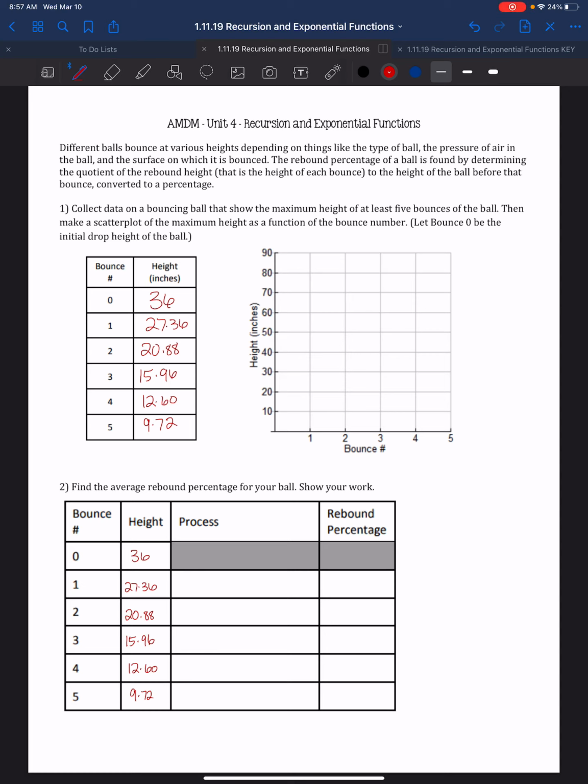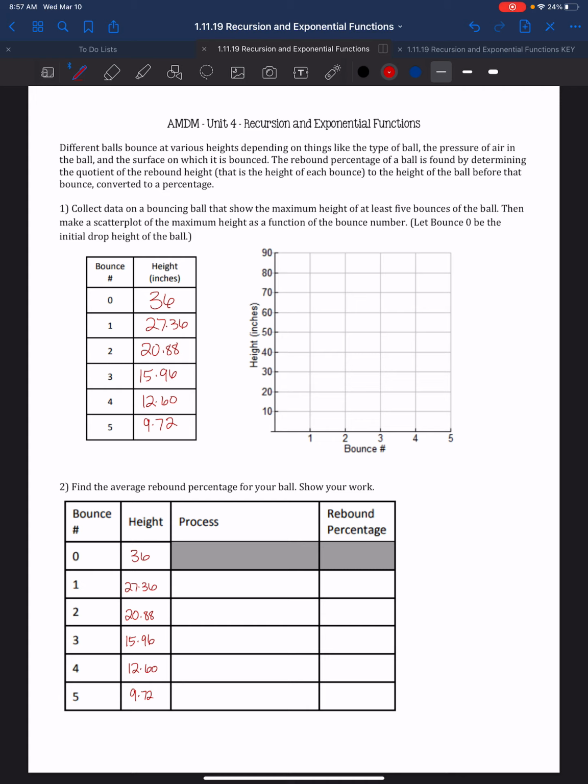All right, in this video, we're going to be talking about recursion and exponential functions. So it says different balls bounce at various heights depending on things like the type of ball, the pressure of air in the ball, and the surface on which it is bounced. The rebound percentage of a ball is found by determining the quotient of the rebound height, that is the height of each bounce, to the height of the ball before the bounce converted to a percentage.